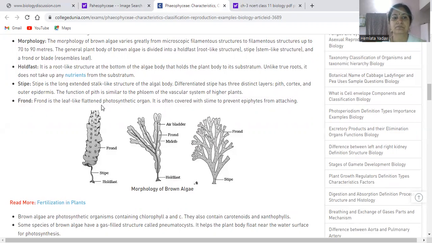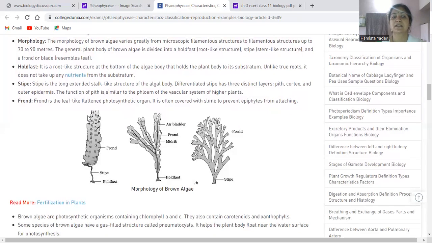Now, the stipe is a long extended stalk-like structure of the algal body. A differentiated stipe has three regions: pith, cortex, and outer epidermis. The function of the pith is similar to the phloem of the vascular system of higher plants.